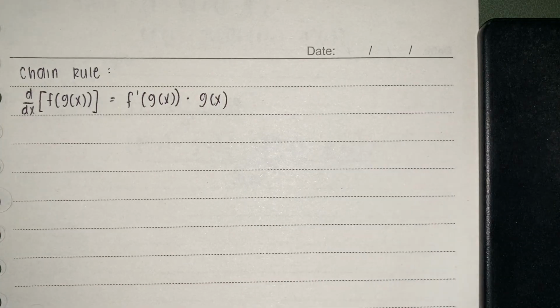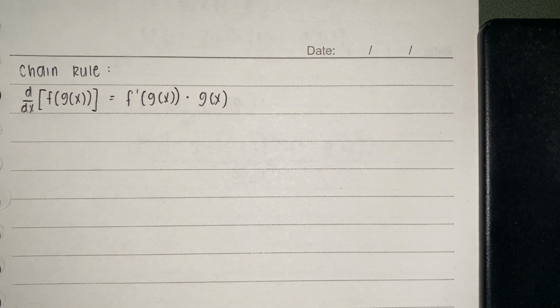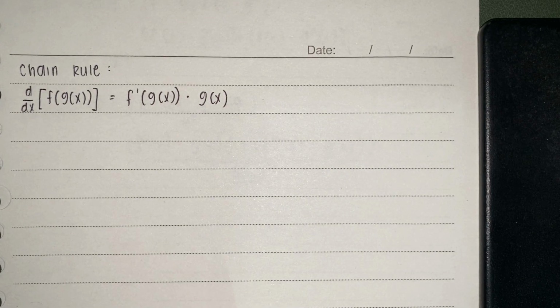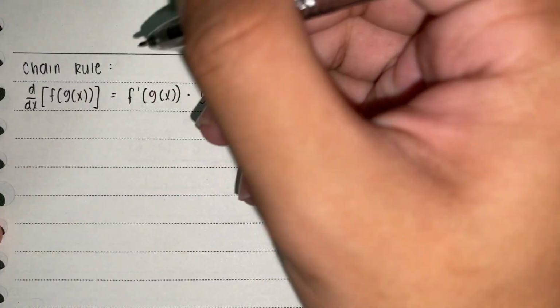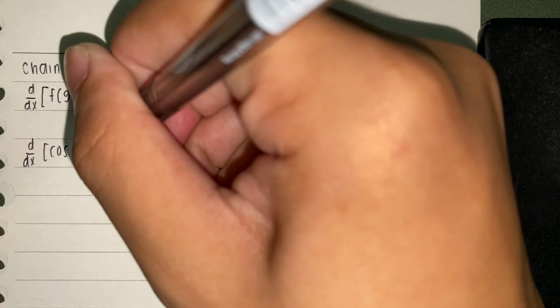So let's try and give an example. For our example, let's use a trigonometric function. We're finding the derivative of cosine of 3x squared.